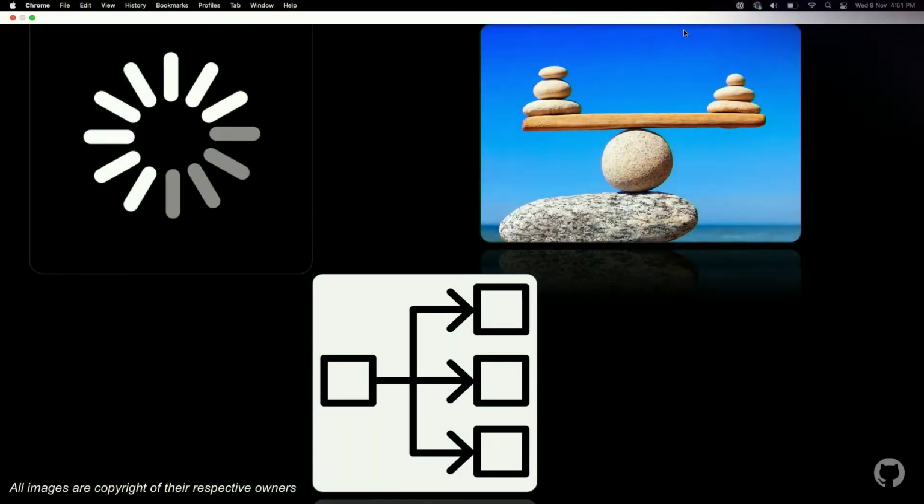Ooh, this is a little bit of a tough one. Sorry, let me reset the buzzers. All right, we got two more. This one looks like there's a little icon, like a loading icon. We got some rocks on a scale, and they look nicely balanced, maybe. And then a little diagram indicating one location pushing out to multiple.